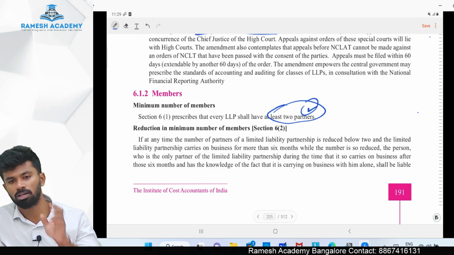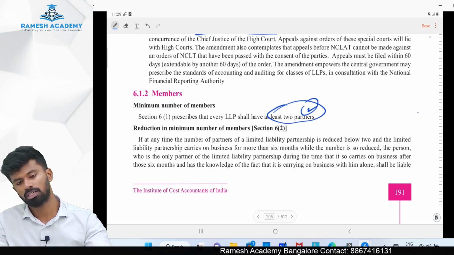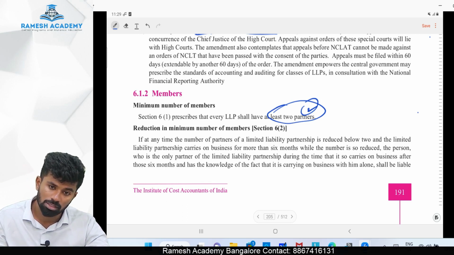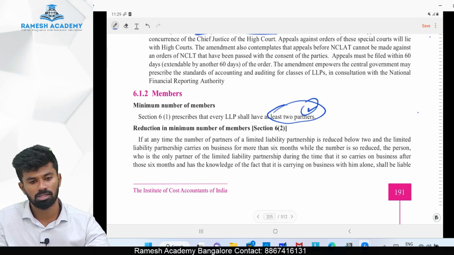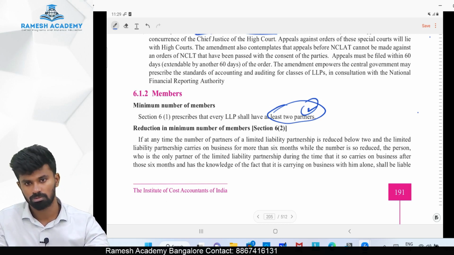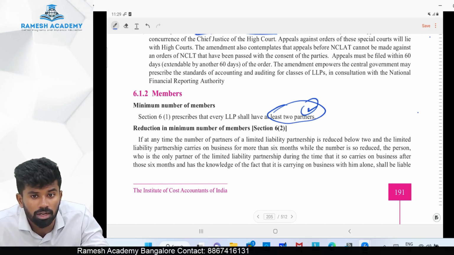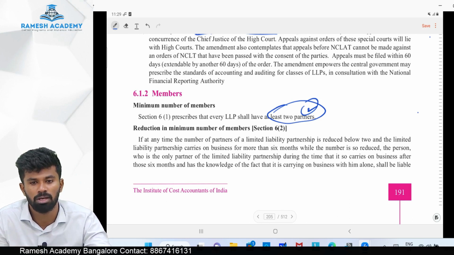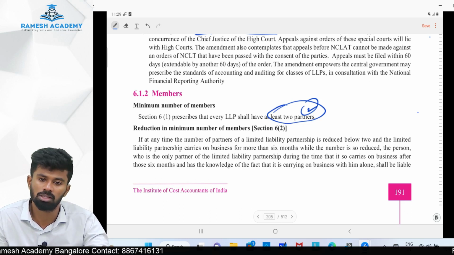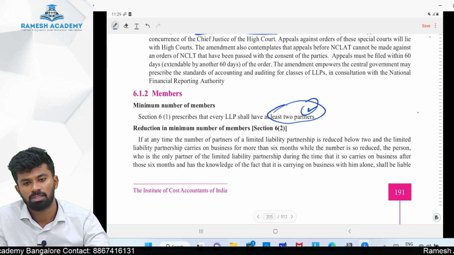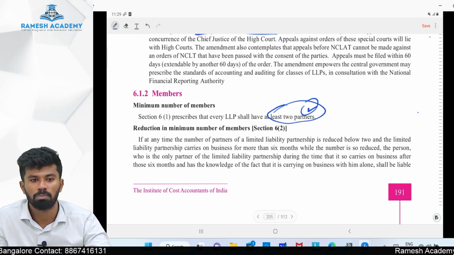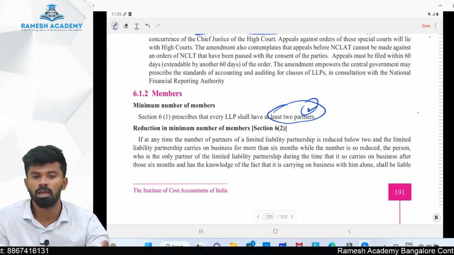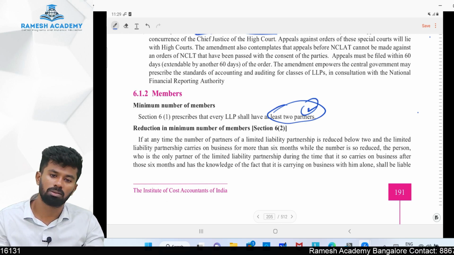Let's say there are 2 partners, X and Y. Y is dead. Who is left? X. The law gives Mr. X 6 months to increase the number of partners to 2. If he fails to increase the number of partners to a minimum of 2 within how many months? 6 months. After the expiry of 6 months, whatever happens, who will be responsible? That remaining one person will be personally liable, meaning his liability becomes unlimited.